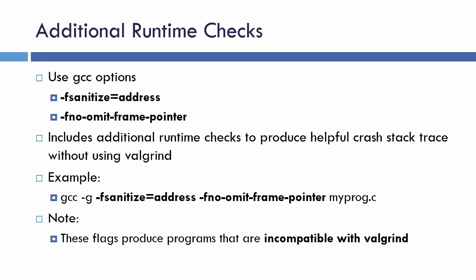Now, in addition to using Valgrind to determine where the program died, you can actually use additional compiler options. These two that I've highlighted here can be used to include additional runtime checks, so that when the program crashes, you can get that helpful crash stack trace without having to run the program with Valgrind. And you put those additional options right onto the compile command.